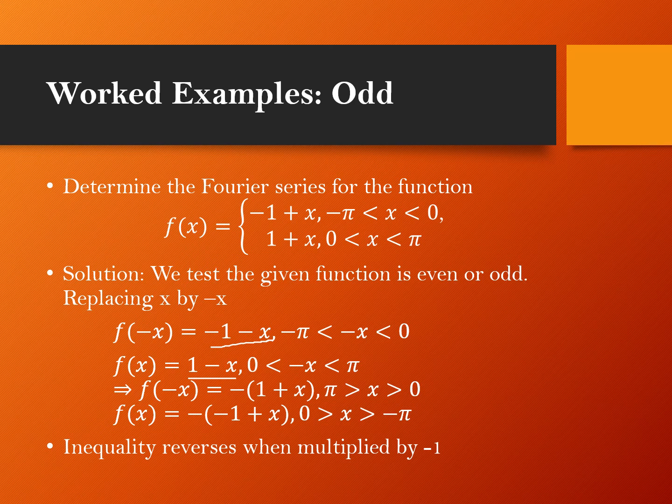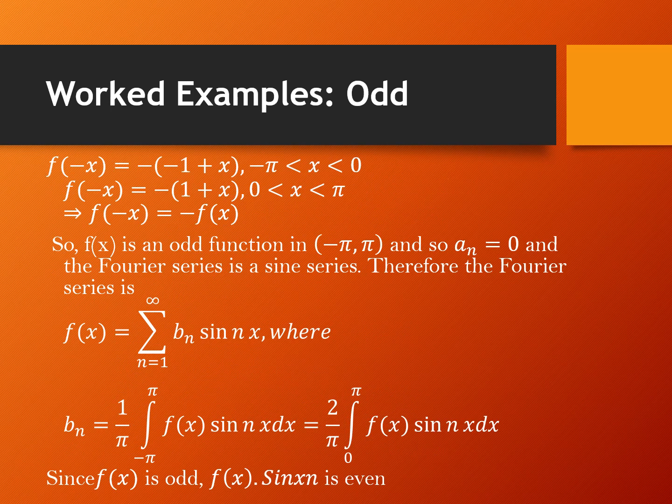Now if we take minus 1 common, we get f(minus x) is equal to minus of f(x). So finally we know that f(x) is an odd function for the interval minus pi to pi. So a naught and an will be 0. We just need to calculate the value of bn, and the Fourier series will be the summation n equal to 1 to infinity of bn sin nx. The formula of bn is 1 upon pi, integration minus pi to pi f(x) sin nx dx.